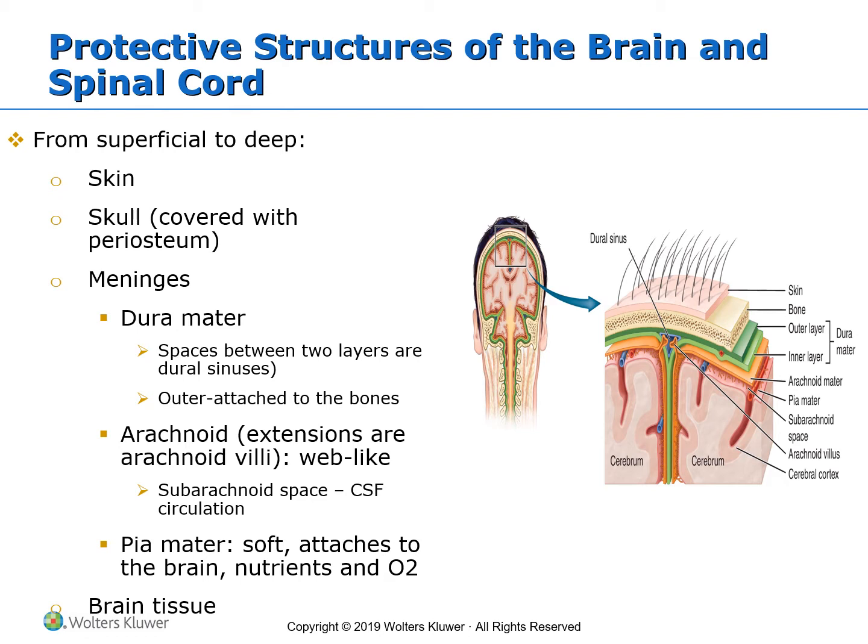The innermost layer of the meninges is the pia mater, or the soft or tender mother. It is a thin membrane that attaches very tightly to the nervous tissue, both of the brain and of the spinal cord. By attaching so tightly, it follows all the contours of those structures, all the grooves that the brain has. At this level, all the nutrients and oxygen are exchanged.